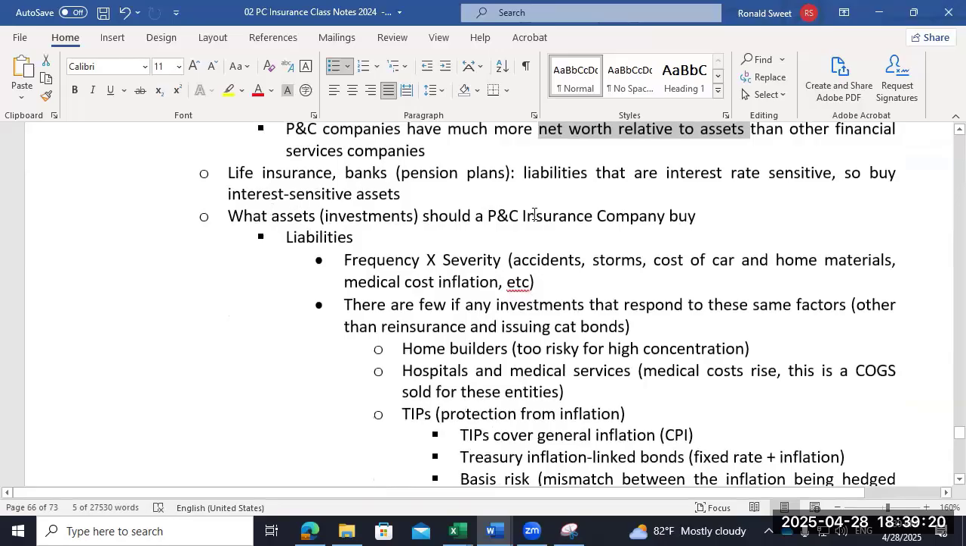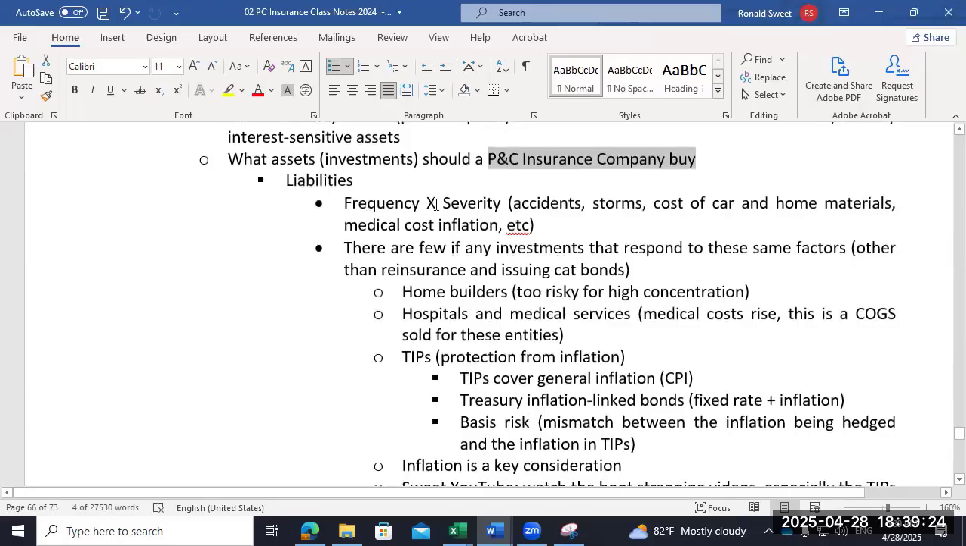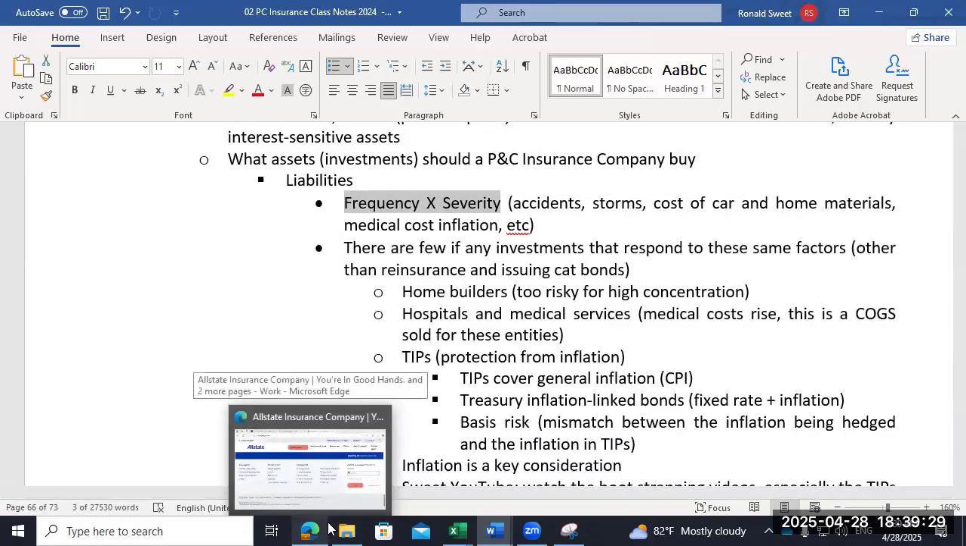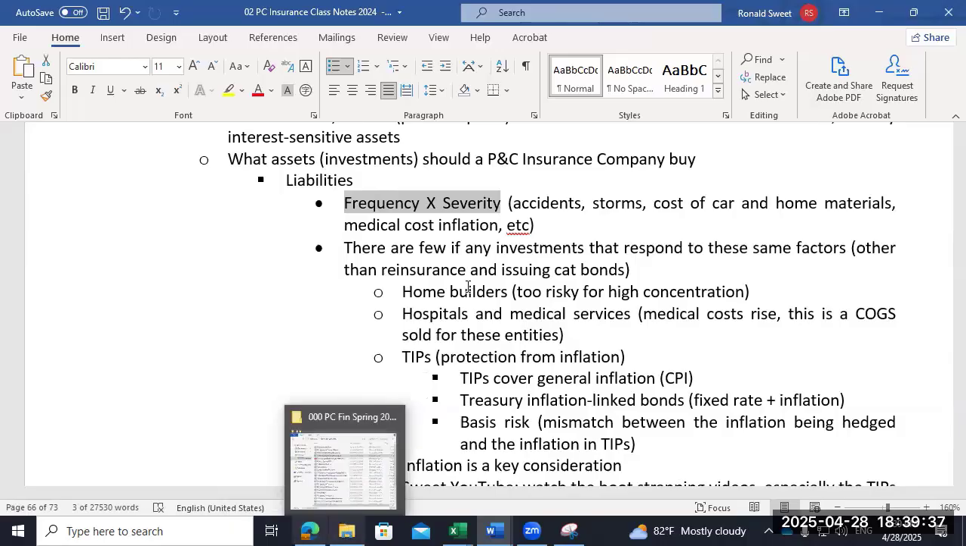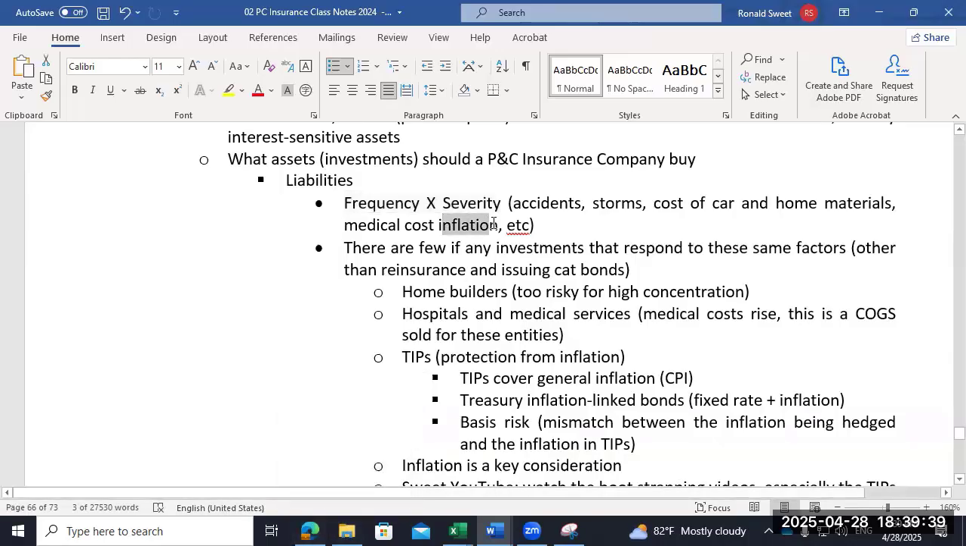So how do you find assets that match the P&C liabilities? First of all, we're talking about frequency and severity. What assets do you know that go up in value when we have a hurricane, or go up in value when we have an earthquake? They don't really exist. Inflation's important. We just saw an asset that goes up with inflation, so we do have that.